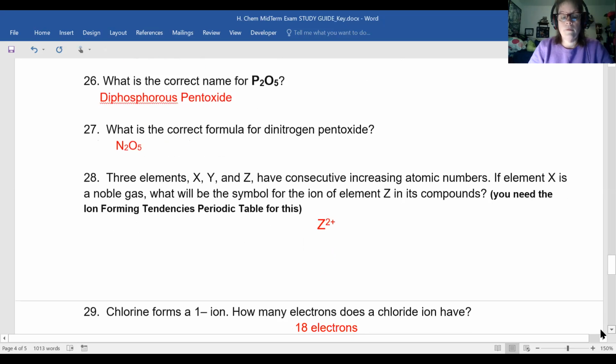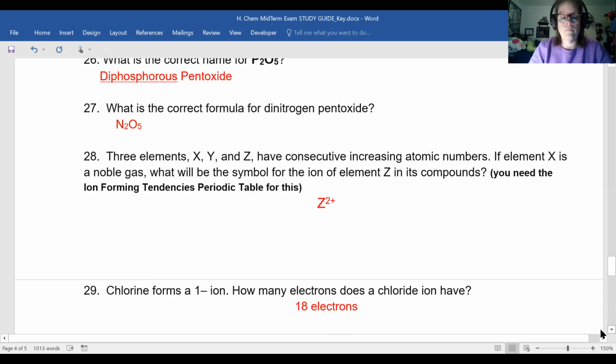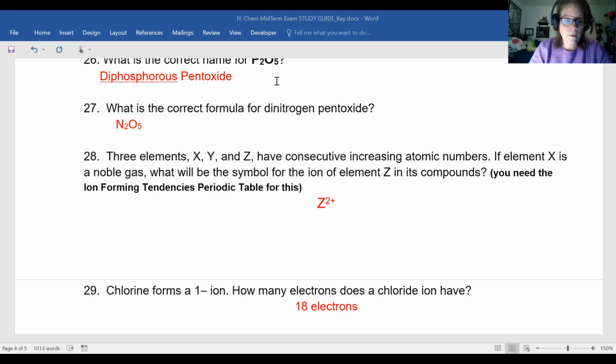All right, this next one. 3 elements, X, Y, and Z, have consecutive increasing atomic numbers. If element X is a noble gas, what will be the symbol for the ion of element Z? Okay, you're going to need your ion forming tendencies table for this. Let me see if I can get this to come up. I think it's in my PowerPoint.